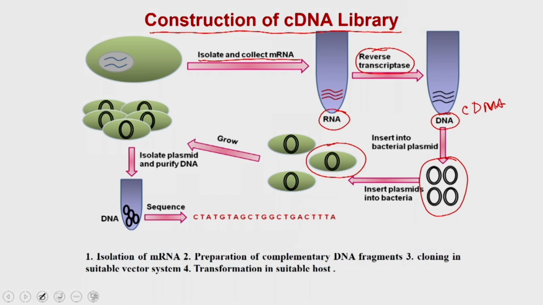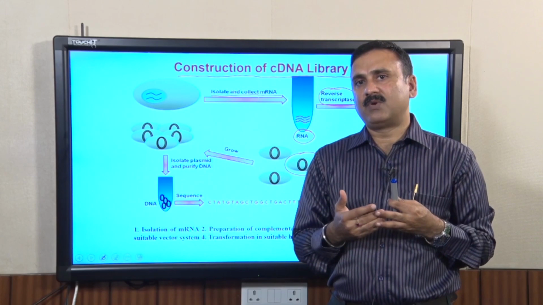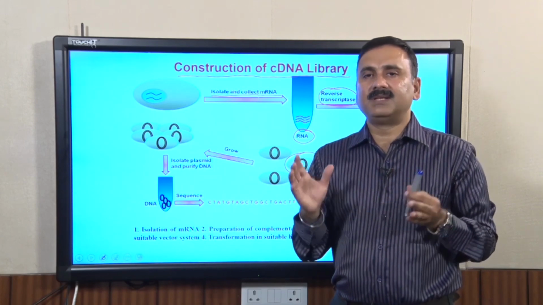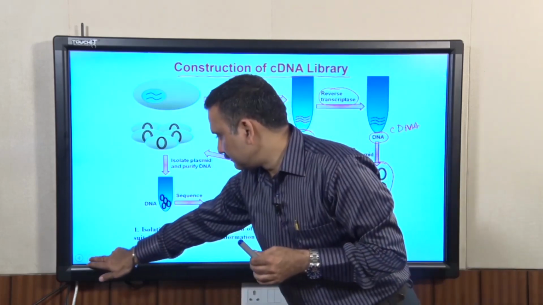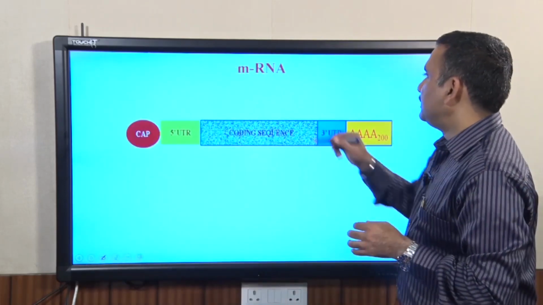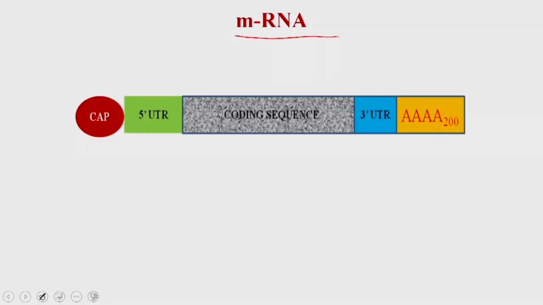So, let us discuss how to isolate and collect the messenger RNA. But before that, let us discuss the approaches used to collect the messenger RNA from the cell, and what the general structure of a messenger RNA is. A general structure of a messenger RNA has 4 or 5 definite regions which are important for its functioning.